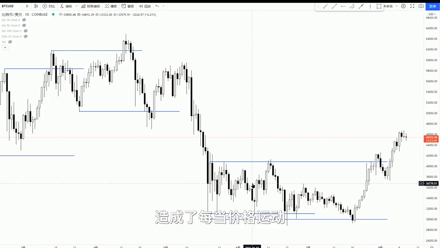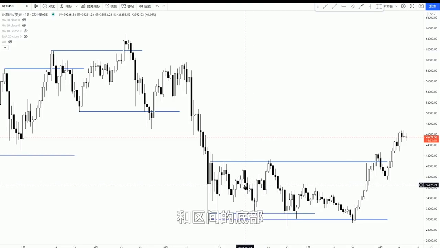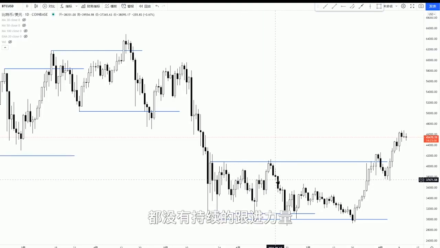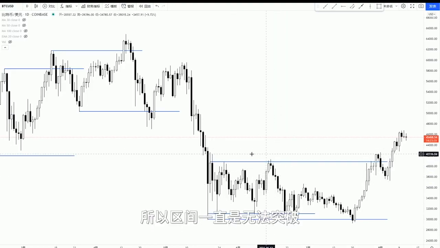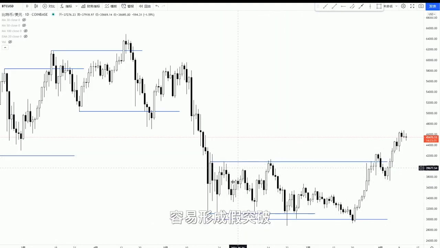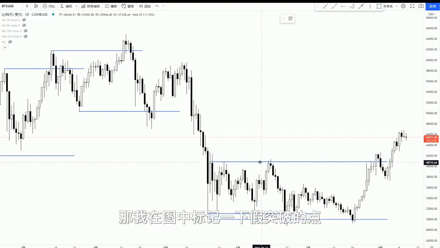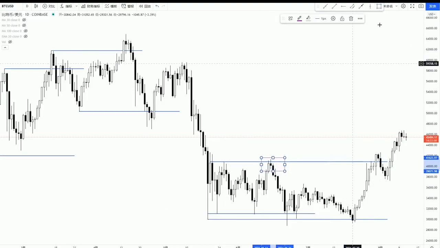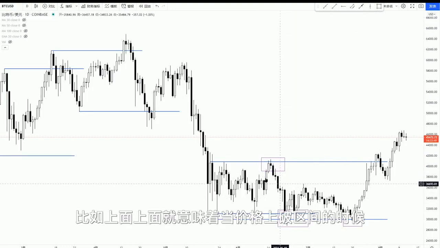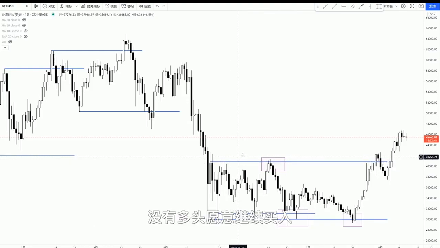For example, the one above means that when the price breaks the range, no bulls are willing to continue to buy, the profit has been taken, and only shorts are willing to continue to enter at this price. The one below represents the reverse: short positions at this price have been liquidated for profit, and only the bulls are willing to continue to enter to trade.